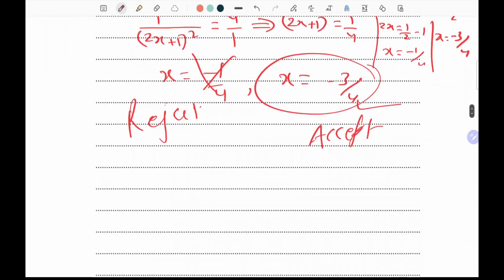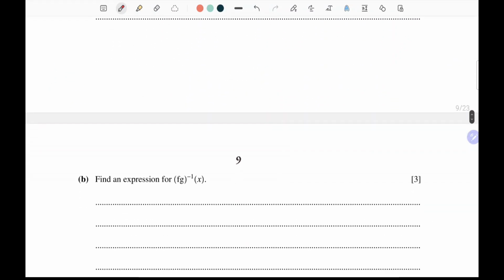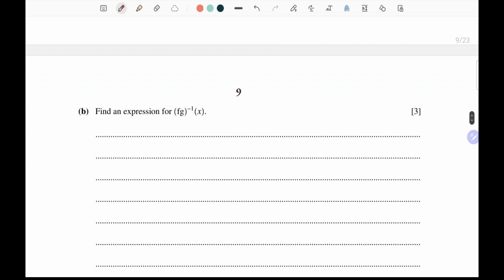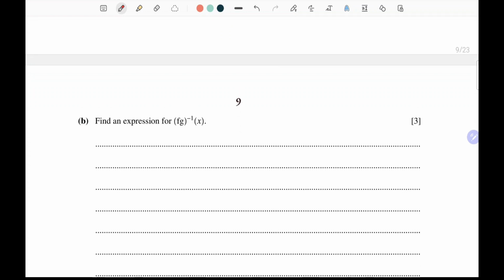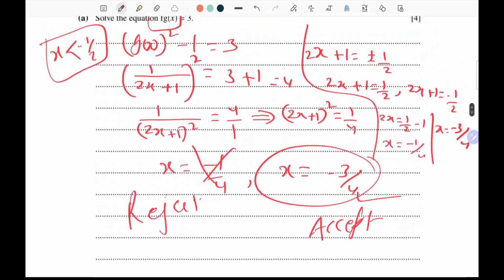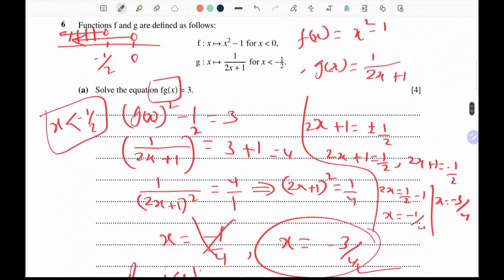So this will be the only answer. Now move to the next question. Find an expression of f of g inverse, that's fine. So what is fg, guys? We can find it again.